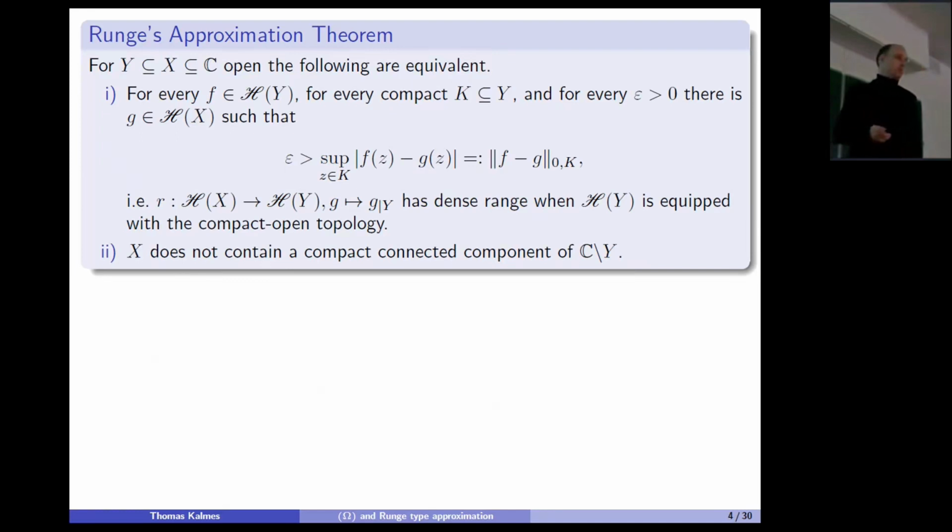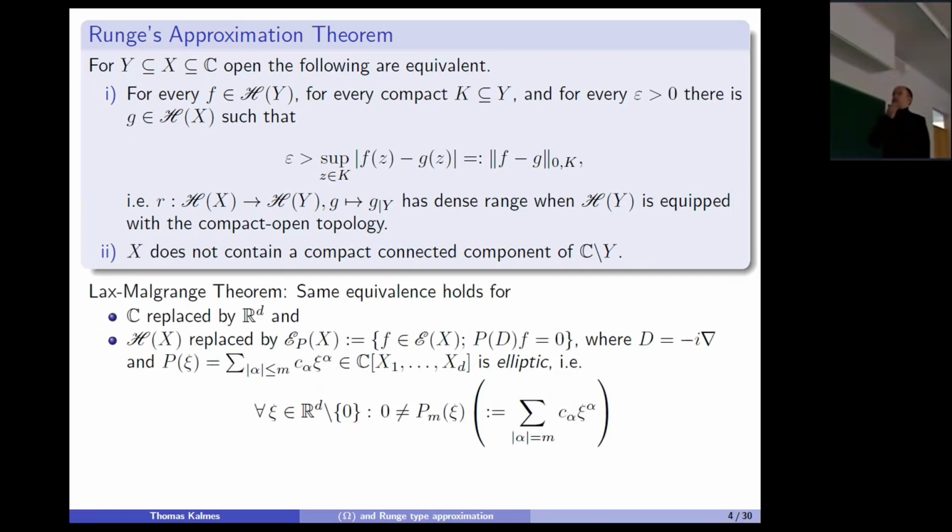Most probably all of you know Runge's approximation theorem, which deals with the following question. You have 2 open subsets, X and Y, of the complex plane, Y contained in X. And then you consider holomorphic functions on Y, and you want to approximate them by holomorphic functions on the larger set X in the compact open topology. So given an arbitrary compact subset K of Y, we are looking for a function g, holomorphic in X, such that the supremum norm over the compact set K of the difference of f and g is bounded by a given epsilon. And this is possible precisely when the complement of Y in the complex plane does not have a compact connected component which is completely contained in the larger set X. Okay, put differently, this characterizes when the restriction map has dense range.